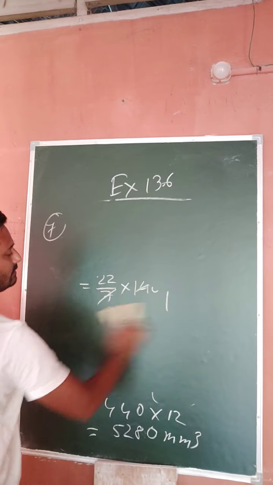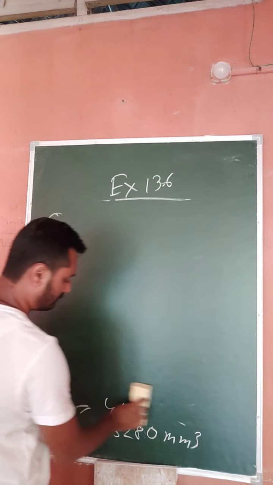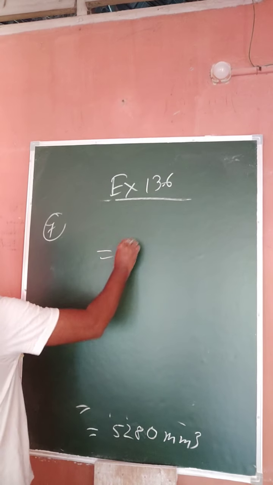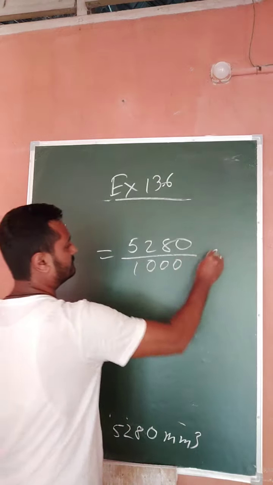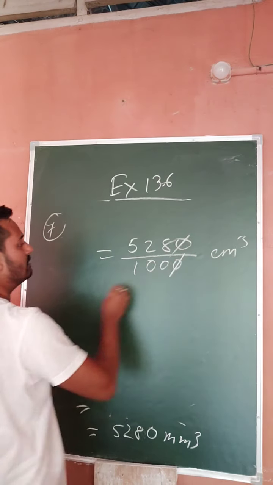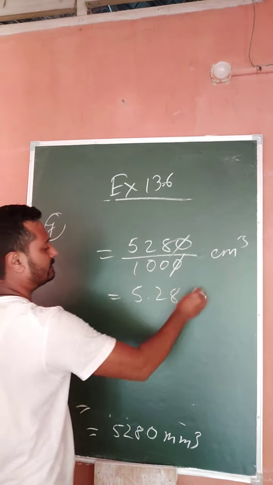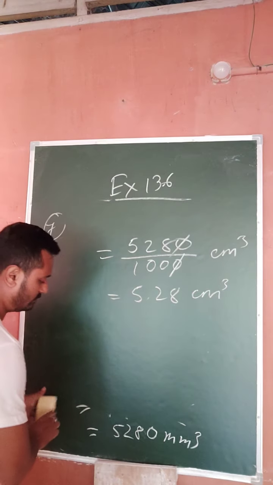Or you can directly solve by squaring the term also. So 5280 millimeter cube. So 5280 divided by 1000 becomes centimeter cube. That is 5.28 centimeter cube. Okay.